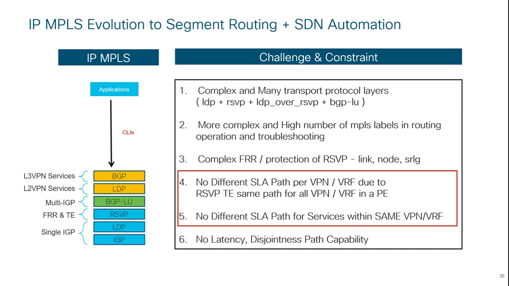Currently, we rely on RSVP-TE to do the traffic engineering. However, RSVP-TE has some limitations. There is no different SLA path per VPN because RSVP-TE will forward all VPN traffic to the same path. And within the same VRF or VPN, we cannot differentiate the SLA path based on the services. So we will address point number 4 and number 5 with segment routing traffic engineering.